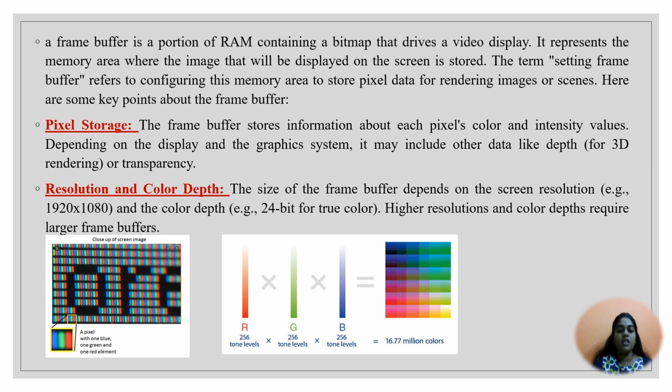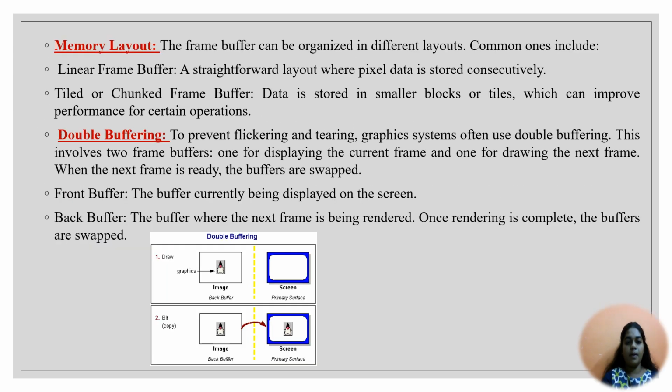Resolution and color depth. The size of the frame buffer depends on the screen resolution and the color depth. High resolution and color depth require large frame buffers. Memory layout. The frame buffer can be organized in different layouts. Common ones include linear frame buffer, a straightforward layout where pixel data is stored consecutively. Tiled or chunked framework. Data is stored in smaller blocks or tiles, which can improve performance for certain operations.